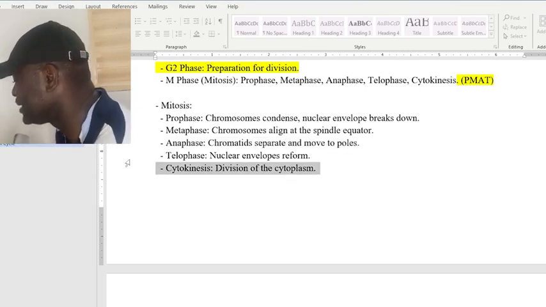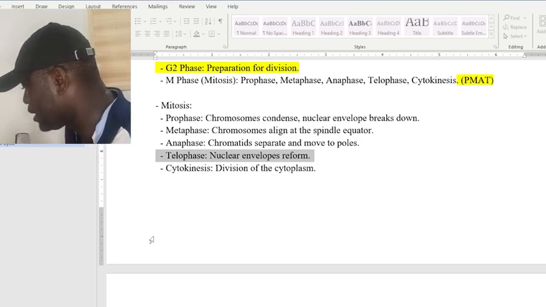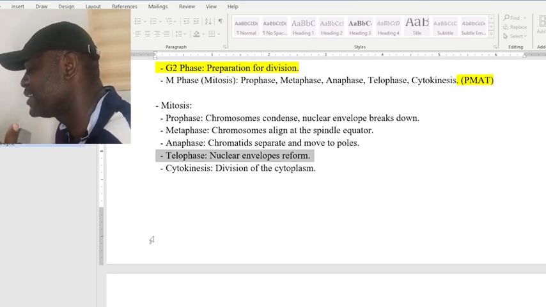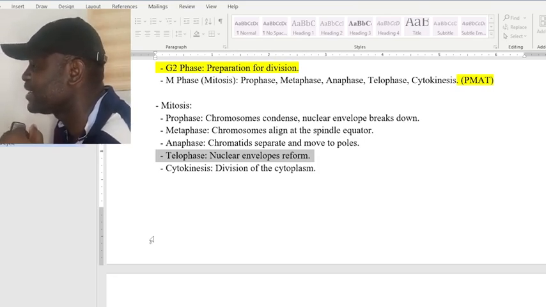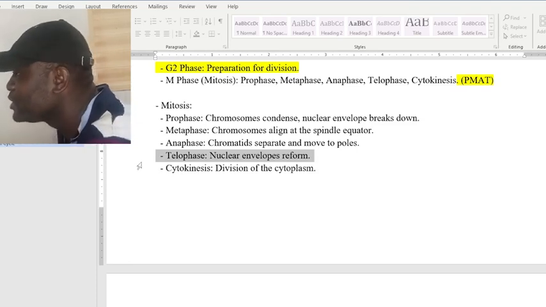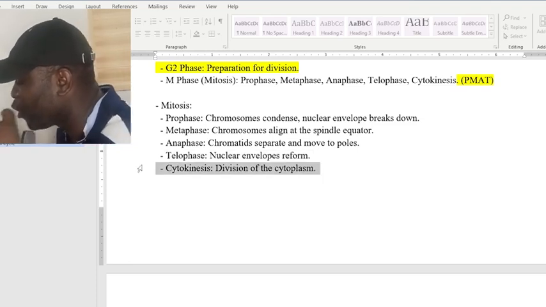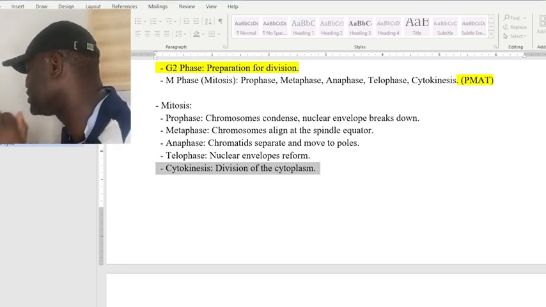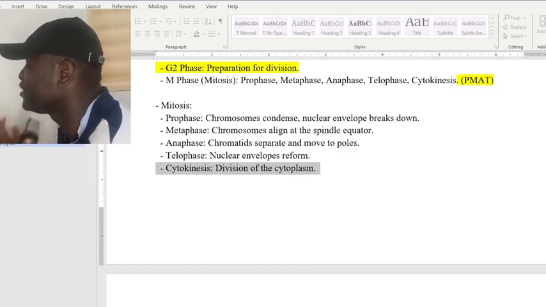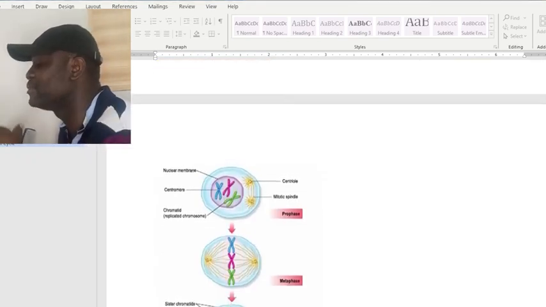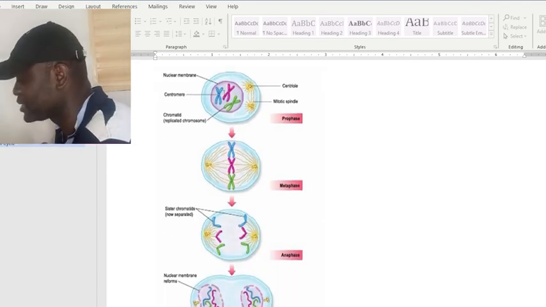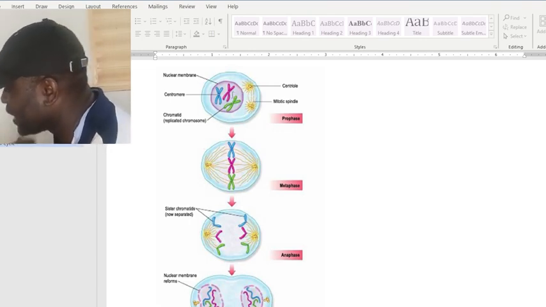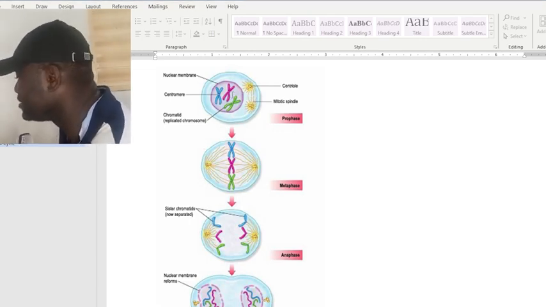So what happens at the anaphase? The chromosomes have aligned at the center. The chromosomes will now separate and move to the opposite ends of the cell. When the chromosomes move to the opposite ends of the cell, at telophase the nuclear envelope now reappears. The nuclear envelope that had broken down in prophase will now reappear at telophase. Once the nuclear envelope reappears, that marks the end of the mitosis.